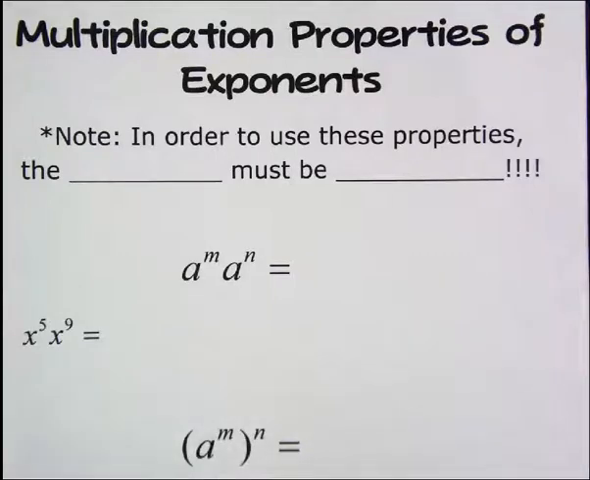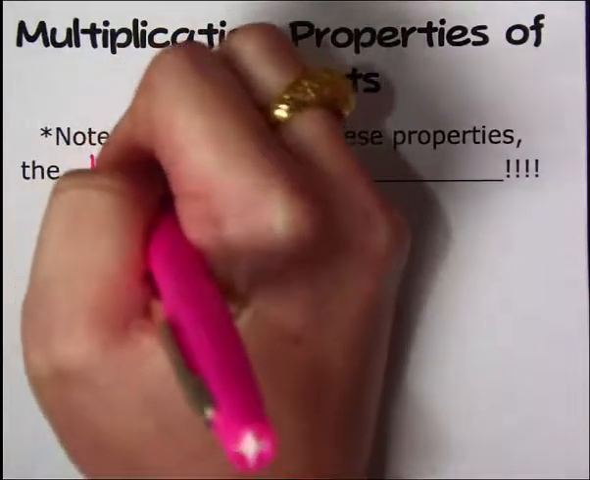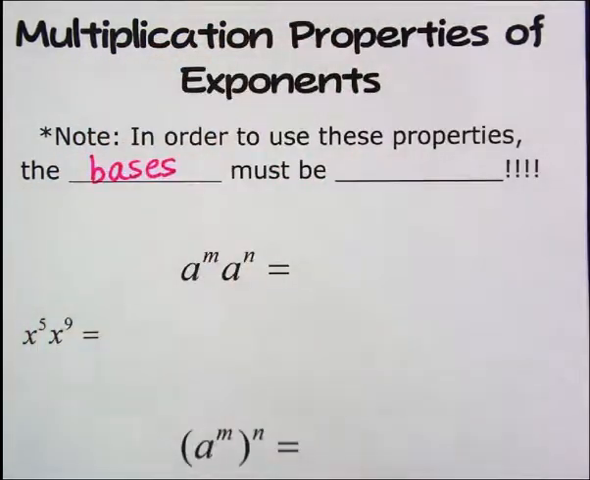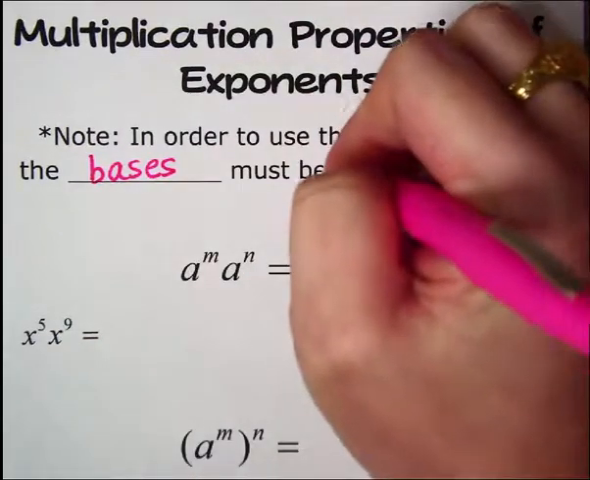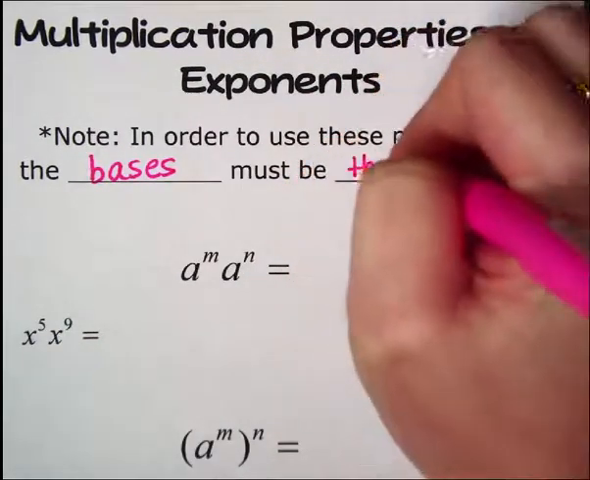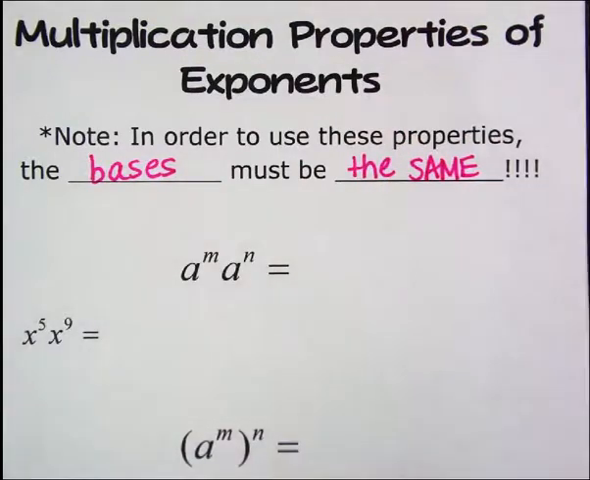Hey Mustangs, in this video we're going to be talking about some multiplication properties of exponents. Now in order to use multiplication properties, the base of each term that you're going to be working with must be the same. So again, in order to use these properties, the bases must be the same.